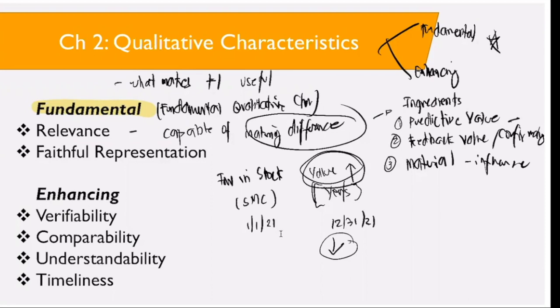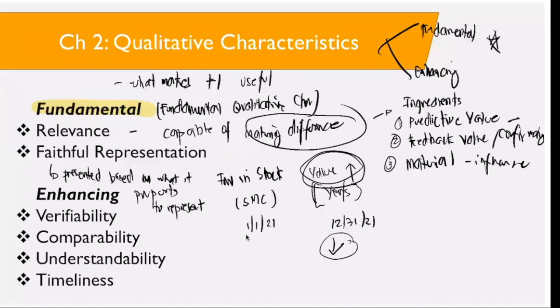What does faithful representation mean? When we talk about faithful representation, it should mean that your information must be faithfully represented of what it purports to represent. So whatever the information ought to represent, you should represent it. It should be faithfully presented based on what it purports to represent.